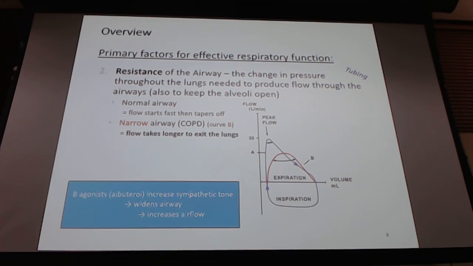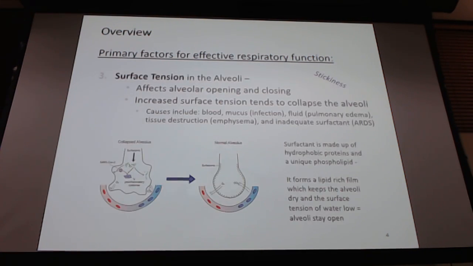Just a little note here on beta agonists. We will talk about those when we talk about asthma, so I won't talk too much about it. The last one is the stickiness. So there needs to be surface tension within those alveoli to keep them patent.